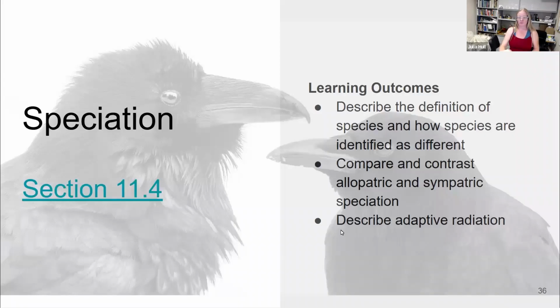All right, so we've talked about how populations can change, but how do new species arise? Okay, so we're going to talk about a couple ways that we can see new species arising, and then we'll talk about this other thing called adaptive radiation.